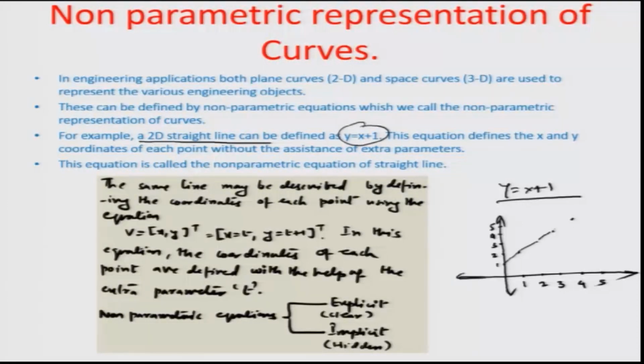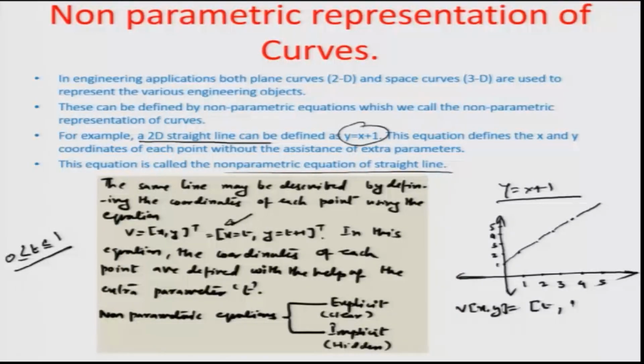So, this is how you represent, in a non-parametric manner, the equation of a straight line. Now, the same line can be described by a slightly different methodology, and the idea here is that if we define the x variable through another variable t, which we now try to operate within a certain range. Obviously, the same description of y equal to x plus 1 can be arrived at by a set of coordinates x y, where x could be equal to t and y could be equal to t plus 1, and that is how you can represent it.